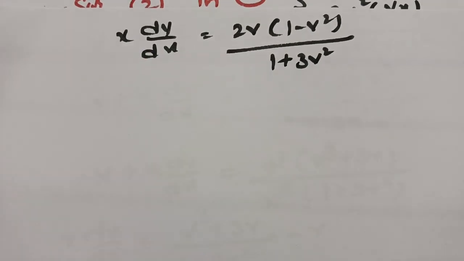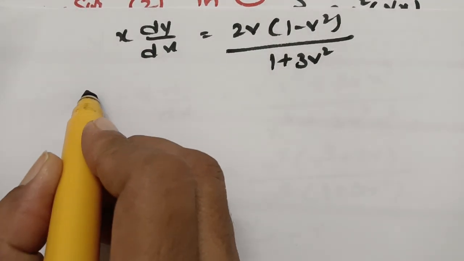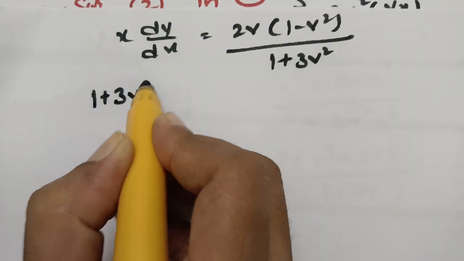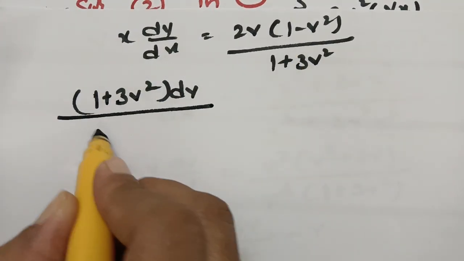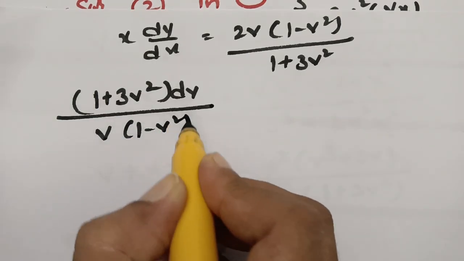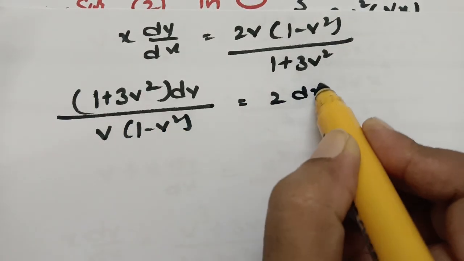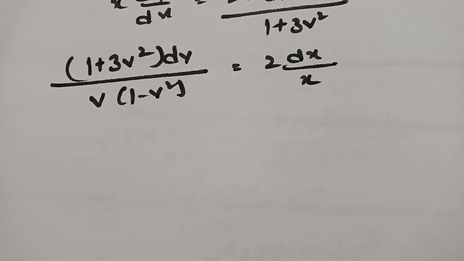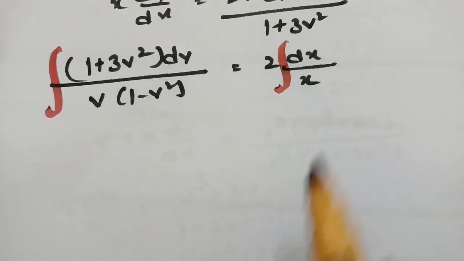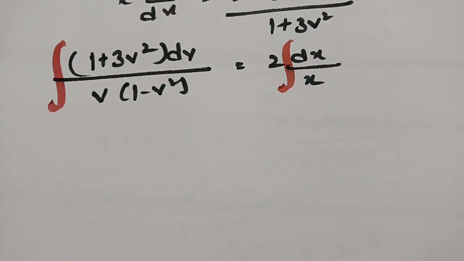I am sending each and every v term to that side. It will become 1 plus 3v square into dv divided by v into 1 minus v square, which is equal to 2 times dx by x. Now here the variables got separated and therefore I am going to integrate on both sides. So integration on both sides.